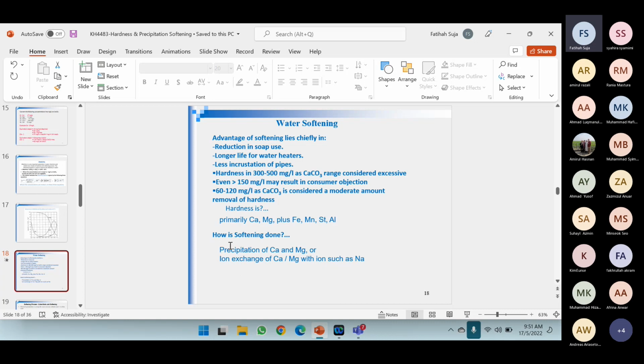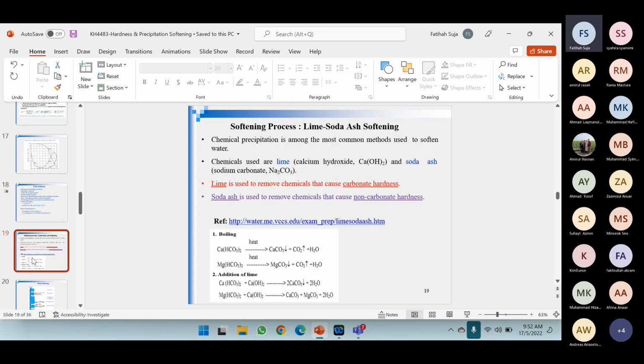Okay, so today our part is just to look at the precipitation of calcium and magnesium. Next week, we will still be dealing with hardness in water, but we will be talking about a different treatment unit. It is about ion exchange. So this is for our next week part. The softening process we usually call lime soda ash softening. We'll explain to you.